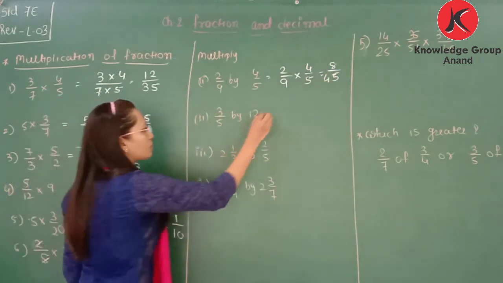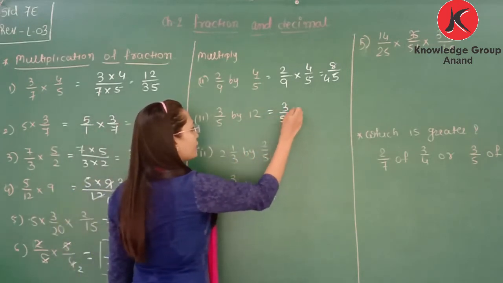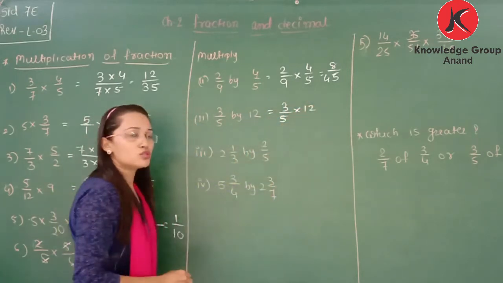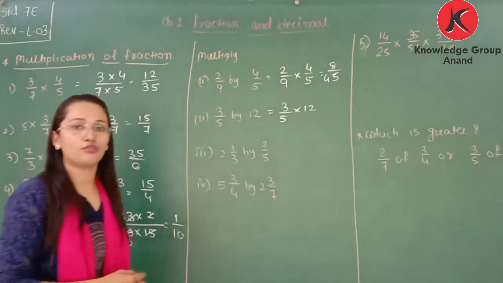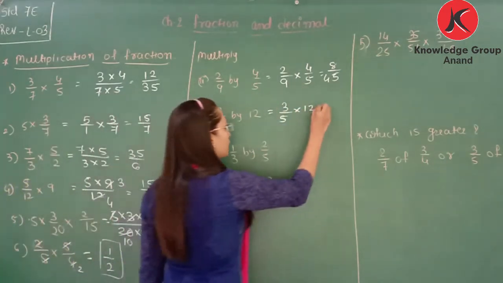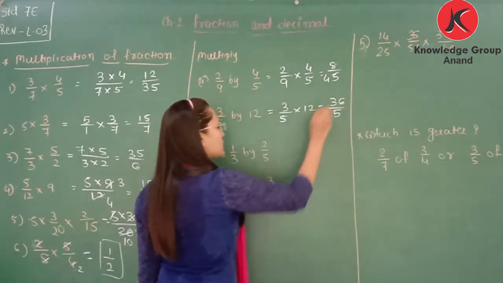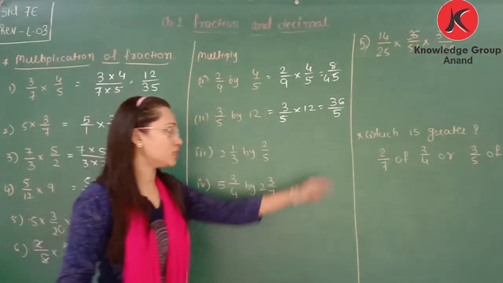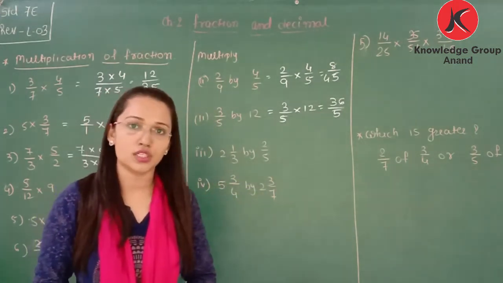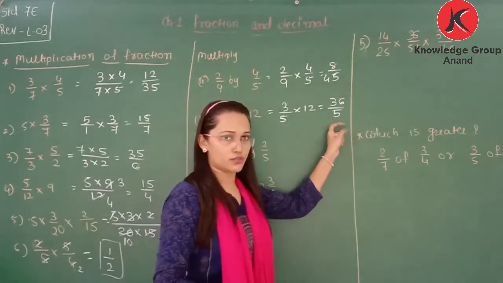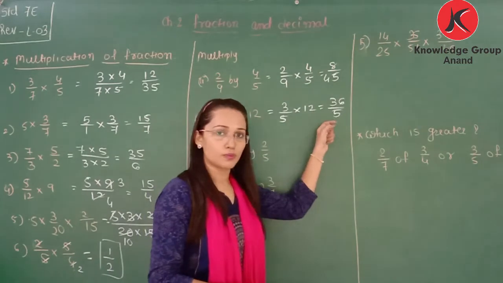Now next one, multiply 3 by 5 by 12. So we can write 3 by 5 multiply 12. So here 12 is multiplied with the numerator because the denominator of 12 is 1. So here 12 3s are 36 by 5. If it is written in a question to multiply the following and convert it into a mixed fraction, then you need to convert this into a mixed fraction. Okay, if not written, then you can leave the answer as it is.